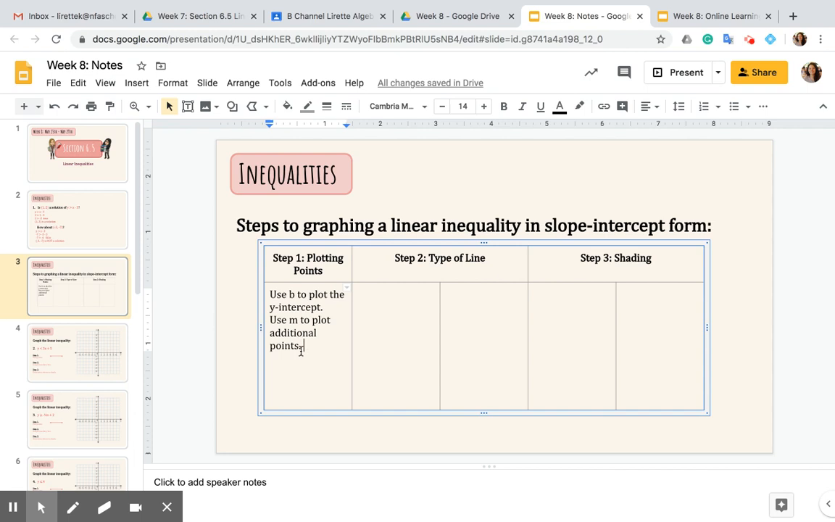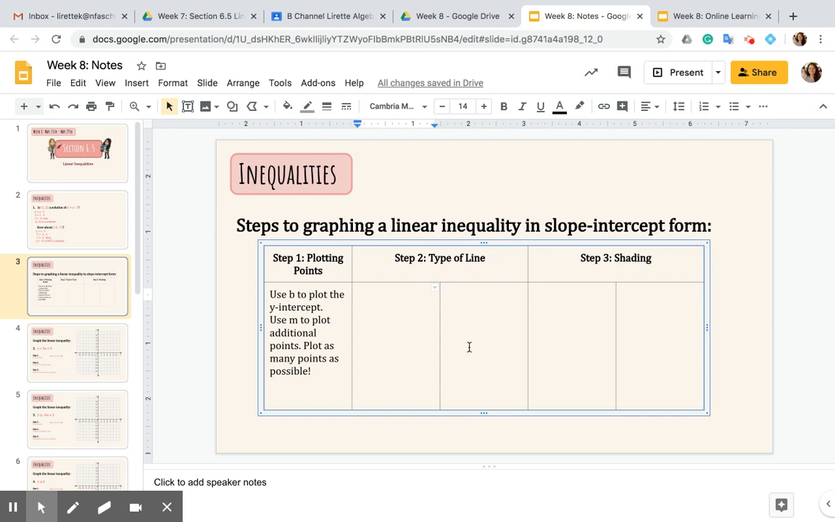So I'm actually going to add that. Plot as many points as possible. There's a reason why we want to plot as many points as possible. There's a reason why we want to maximize the amount of space that line is taking up for our graph. Because when we get to steps 2 and 3, that's going to affect how our graph looks.